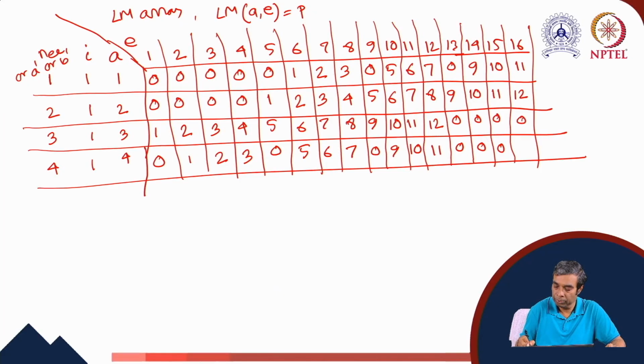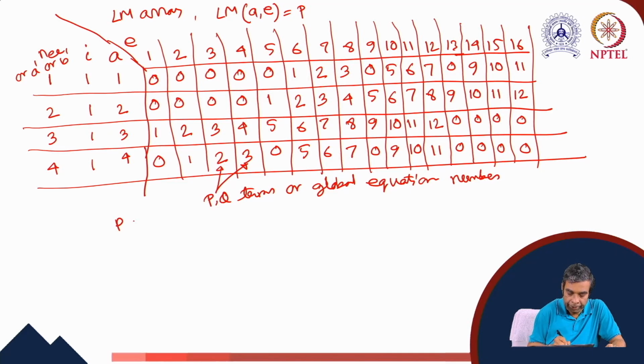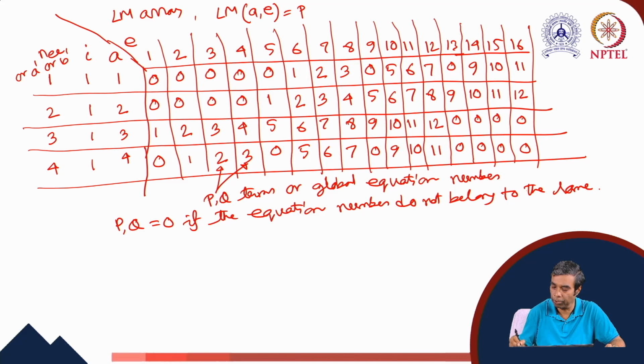Now, the entries in this box are the capital P, Q terms, or global equation numbers. P or Q will be 0 if the equation numbers do not belong to the same element. This is a very important point, an important criterion.